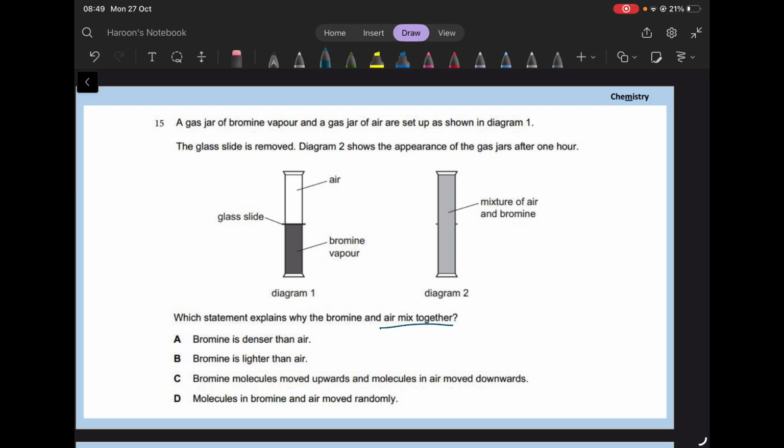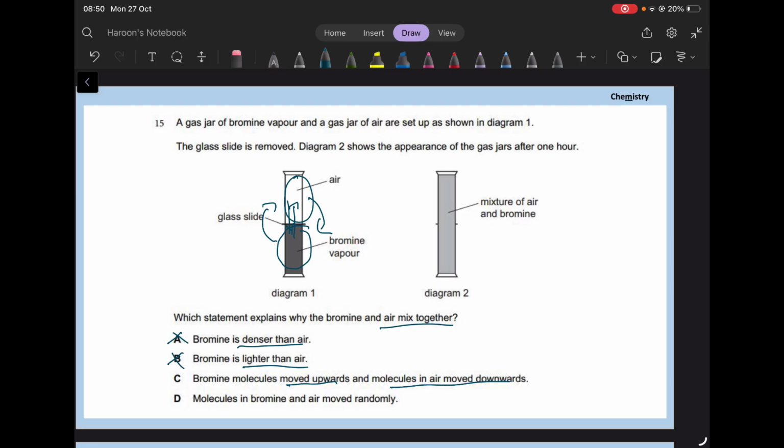Now, A states bromine is denser than air. It has nothing to do with the diffusion or spreading out. Whether it is denser or less dense, they would spread out. So we see evenly spreading out. So this is definitely diffusion. Similarly, B is out as well. Bromine molecules moved upwards and molecules in air moved downwards. Yes, but it isn't as if all the air molecules move downwards and all the bromine molecules moved upwards. In that case, we'd have all air over here and all bromine over here. Some particles from down here move up, as well as some particles from up there move down here. So there is a good mix of particles.